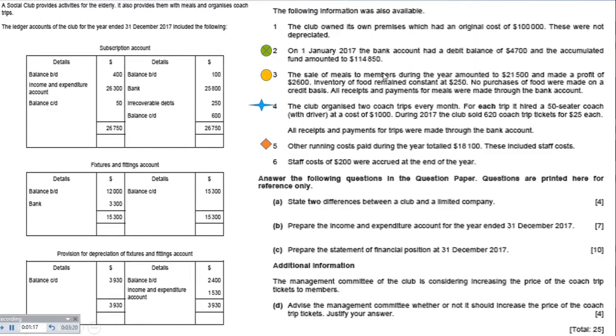Now step 2: you need to compile your receipts and payments account, or you need to have a bank statement. That's not given here. If you look up here, there is no bank ledger and no receipts and payments, so it means you need to prepare it based on this starting data. The bank account had a debit balance of 4,700 on 1 January 2017. So we are going to prepare the receipts and payments account.